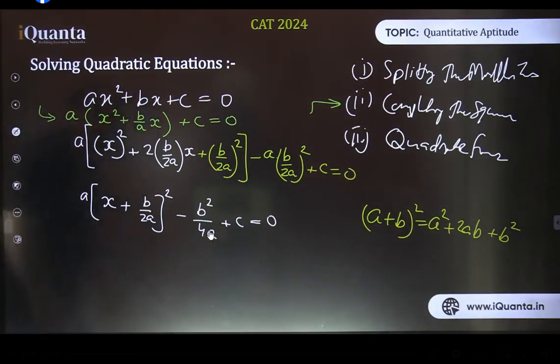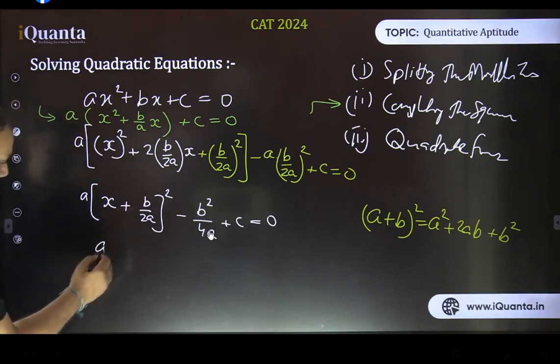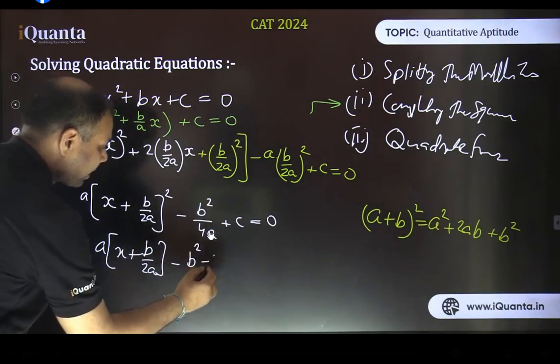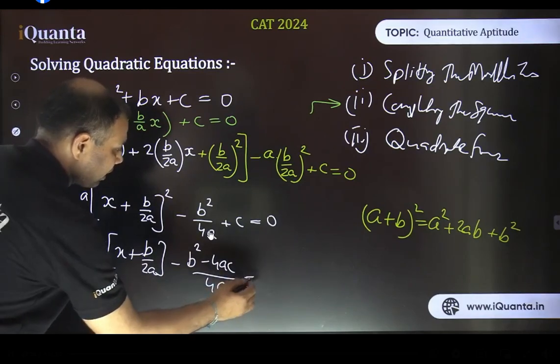Fine. Next, let it be that only, a times x plus b upon 2a whole square. And simplifying this, you get minus b square minus 4ac upon 4a equals 0.